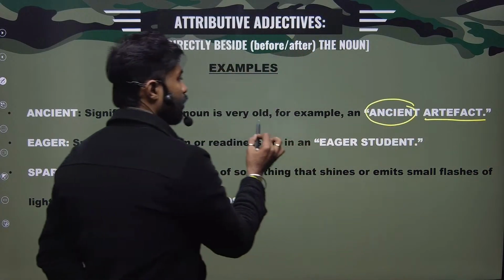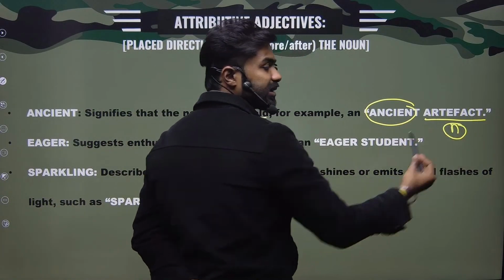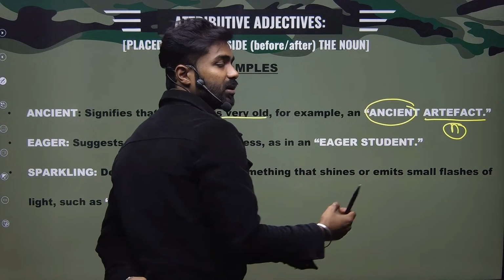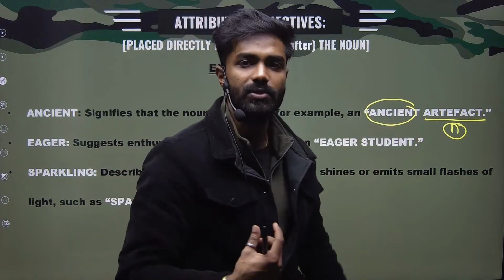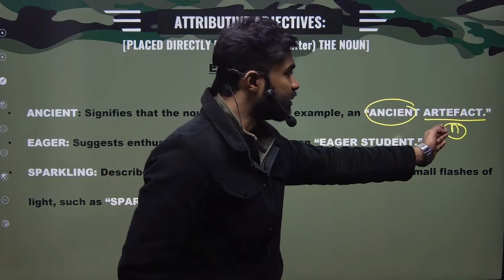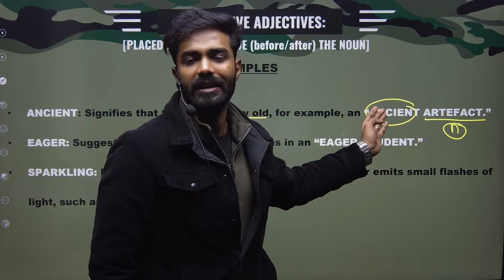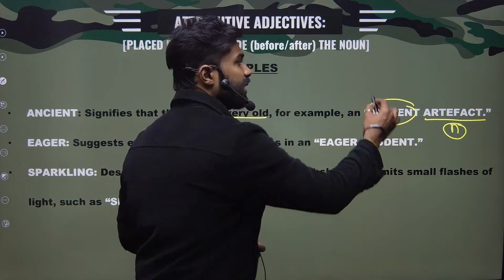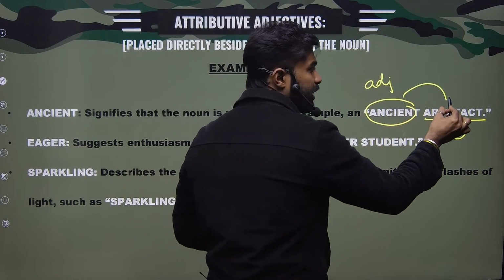Ancient means very old. See, artifact is my noun. Why is it a noun? Sir, it is a tool, and I'm giving a specific name for the tool. Because it is made by man, I'm calling it artifact. When I give a name to a proper thing, it is easily called a noun. So artifact is my noun, and in ancient artifact, ancient is my adjective. Why? Ancient means very old, and it is modifying my noun.